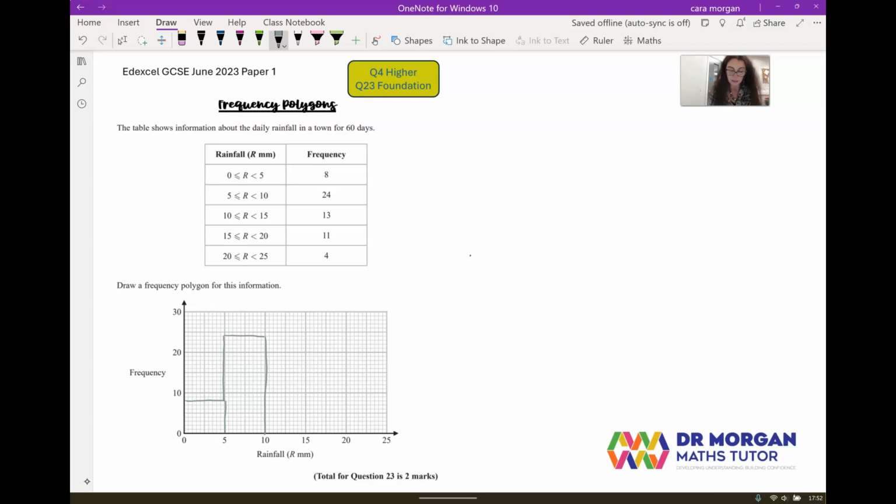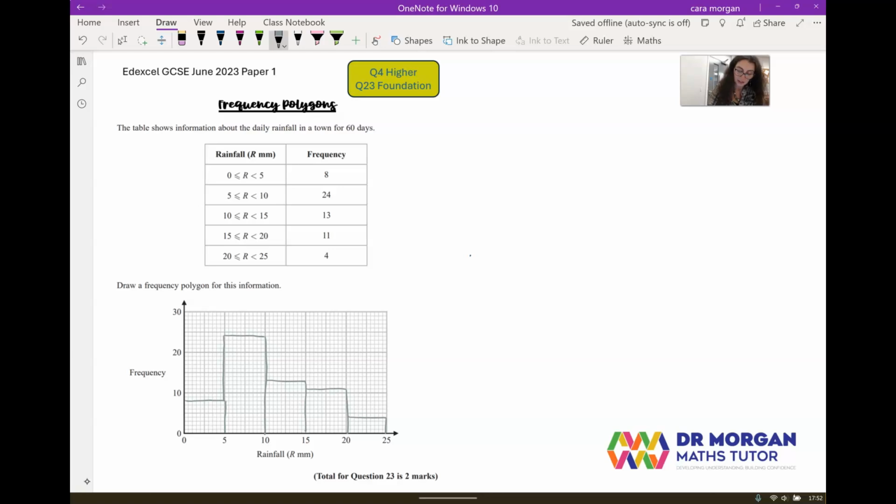Between 10 and 15 millimetres, it goes up to 13, so if I get my scale right. And between 15 and 20 millimetres, it goes up to 11. And between 20 and 25, it goes up to a frequency of 4.